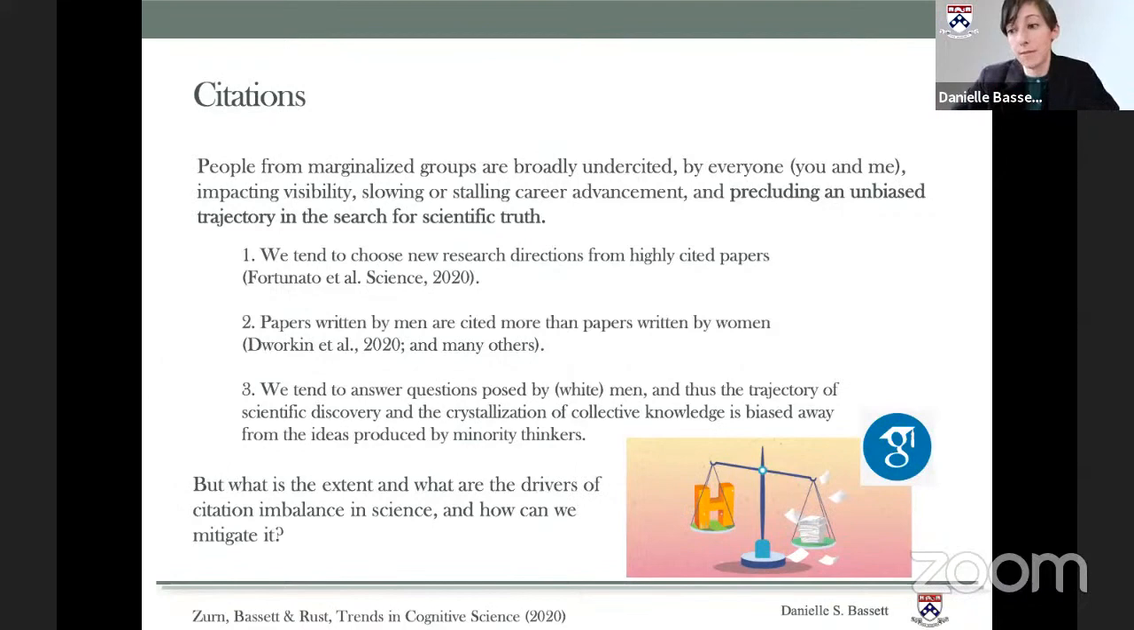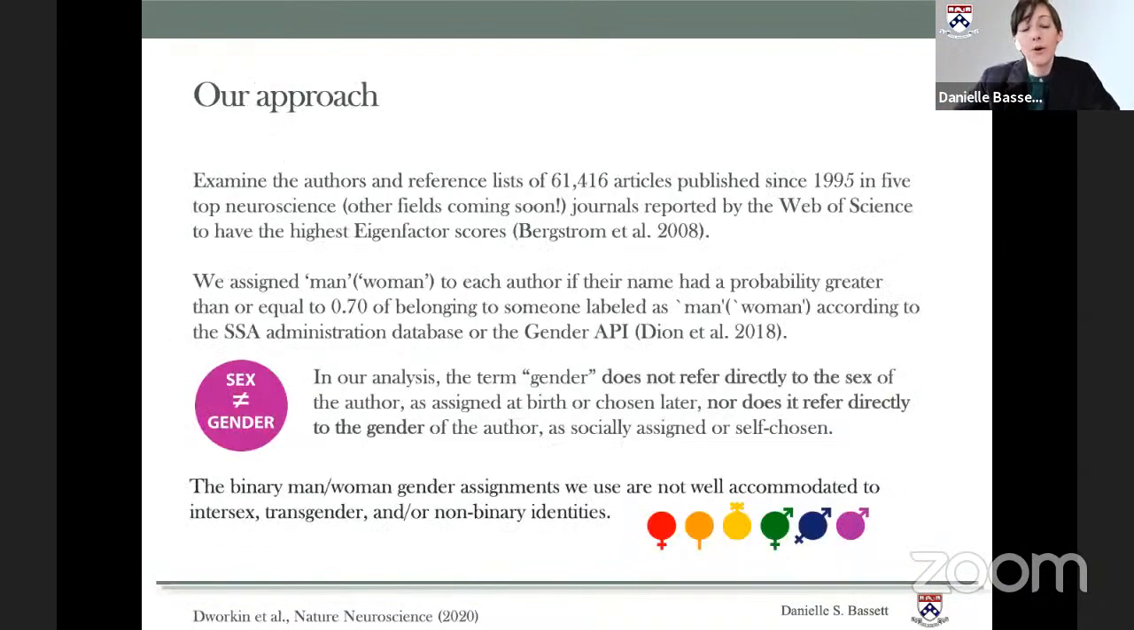Let's see if we can think about what is driving it, and then what can we do? So our approach was to examine the authors and reference lists of 61,416 articles published between 1995 and 2018 in neuroscience, including many papers in neuroengineering and systems neuroscience. Other fields are coming soon. These top journals were reported by the Web of Science to have the highest eigenvector scores. So we wanted to take the top journals.